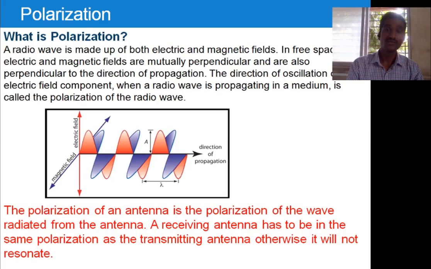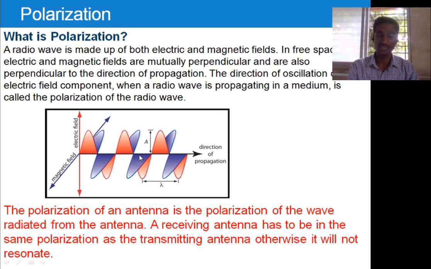Again, what do I mean by polarization? The electric nature of the wave is represented by the polarization. If the electric field is of vertical nature, that means this electromagnetic signal is vertically polarized. And if the blue line is the electric field and the red line is the magnetic field, then we say that this wave is horizontally polarized.